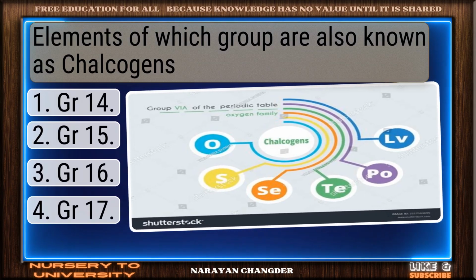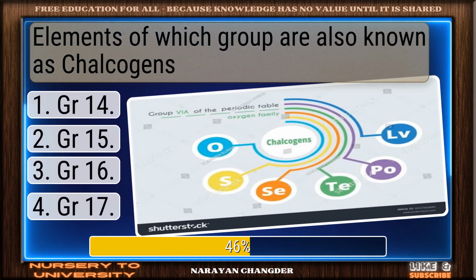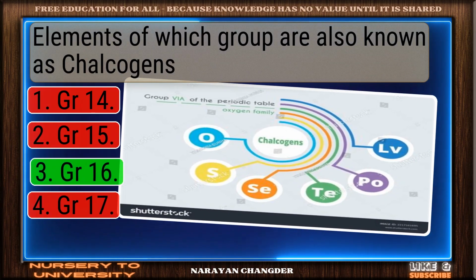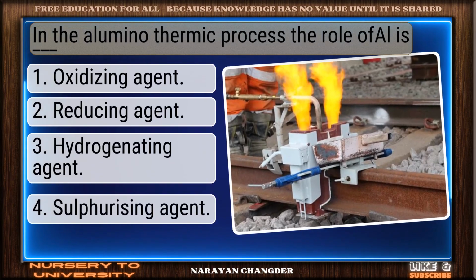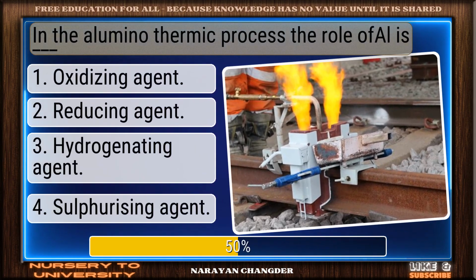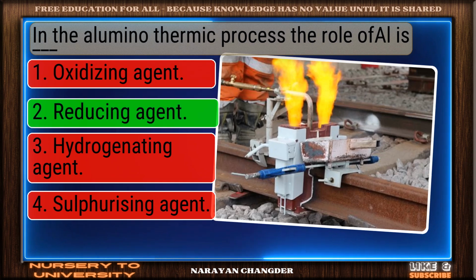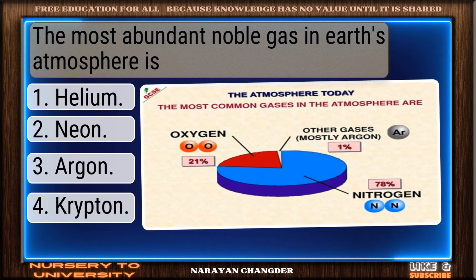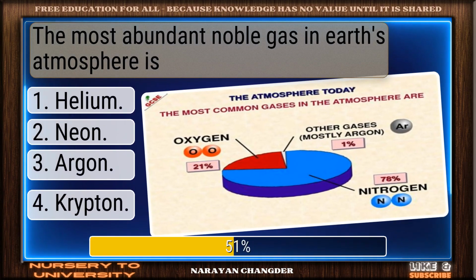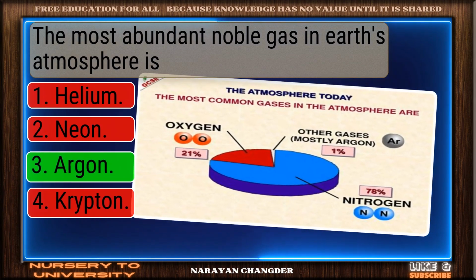Elements of which group are also known as chalcogens? Solid response. Group 16 is valid. In the aluminothermic process, the role of aluminium is dash. Sharp thinking. Reducing agent is right. The most abundant noble gas in Earth's atmosphere is... Excellent choice. Argon is right.